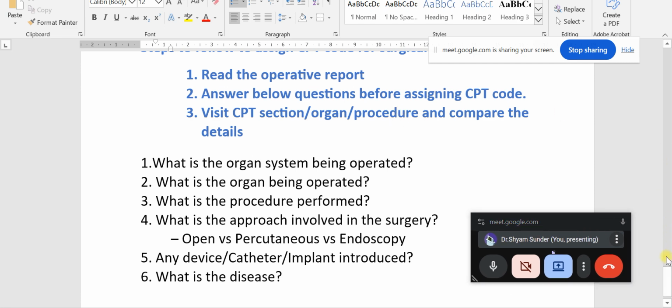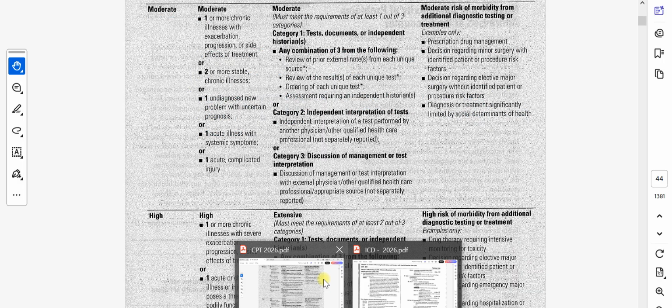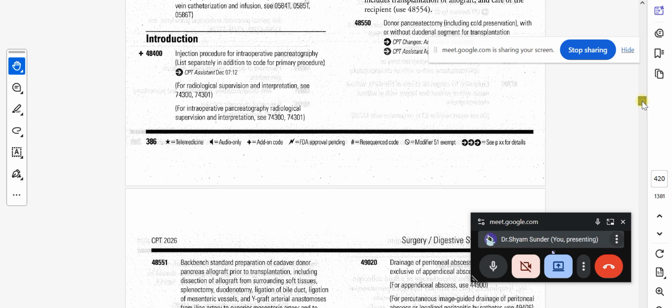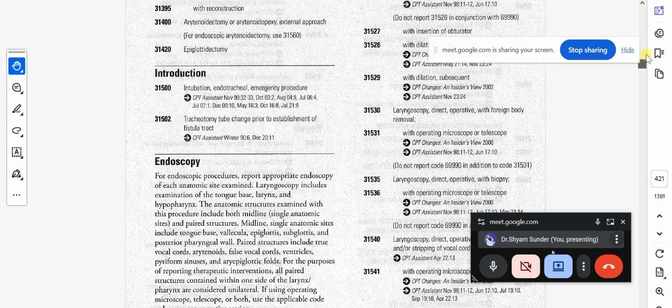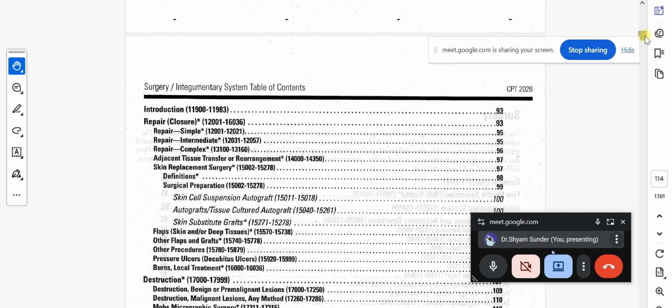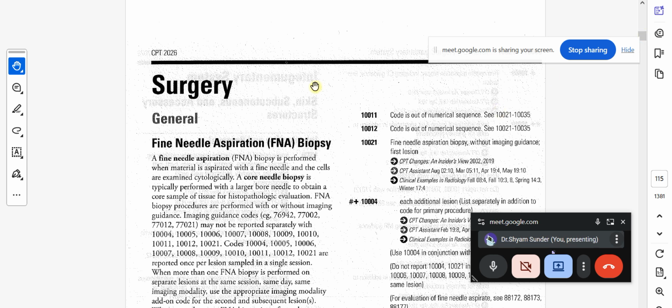All right. So let us go to the CPT surgery section. So E&M is all 99,000 series, right? The codes start with 99. The CPT surgery section code starts with 10,000 series: 10,000, 20,000, 30,000, 40,000, 50,000, 60,000. So 10,000 to 60,000 series codes are under surgery, basically.